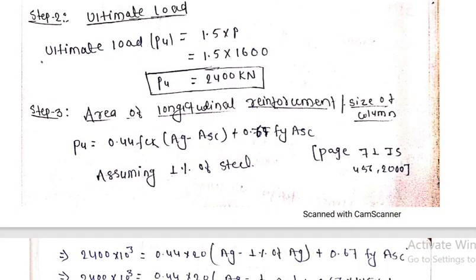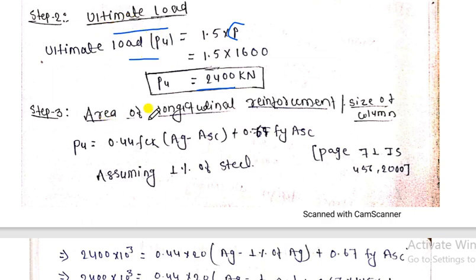Let's calculate the ultimate load or the factored load. Factored load is equal to 1.5 into P, P being the axial load. So we are going to design by considering 2400 kilonewtons. It is nothing but the ultimate load, meaning up to this much load the structure can withstand. The column we are designing must have the strength to bear this much load. Okay. So P is equal to 2400.